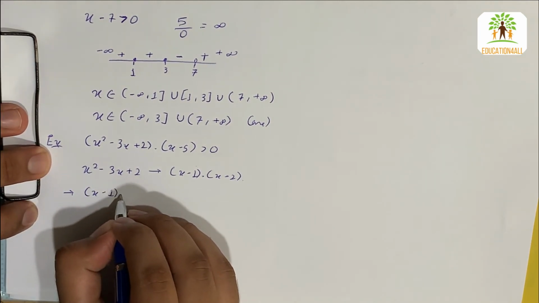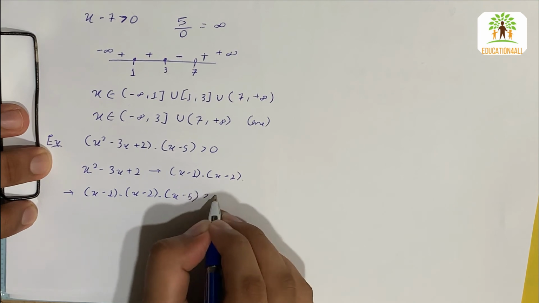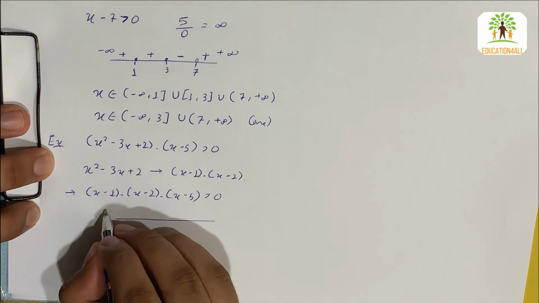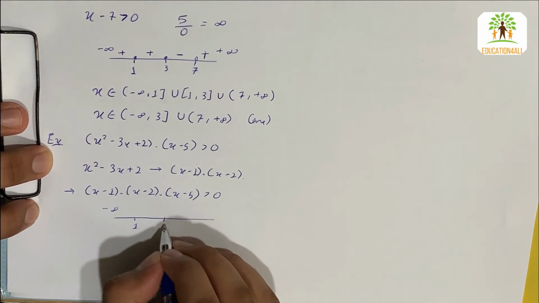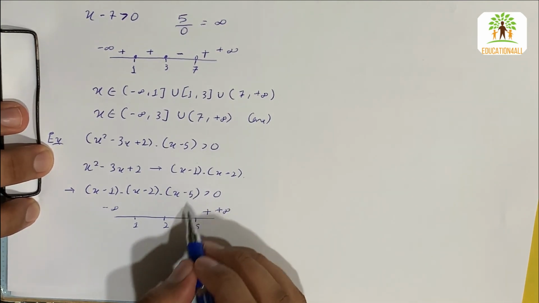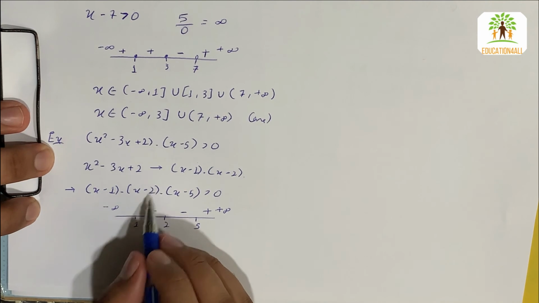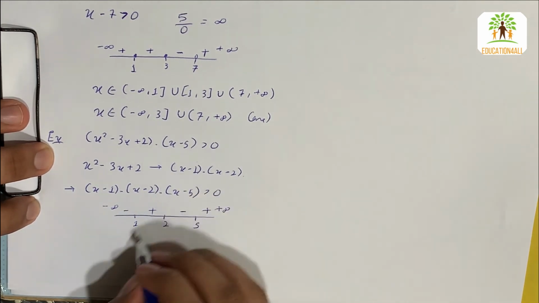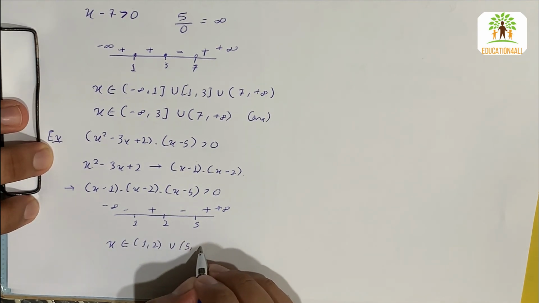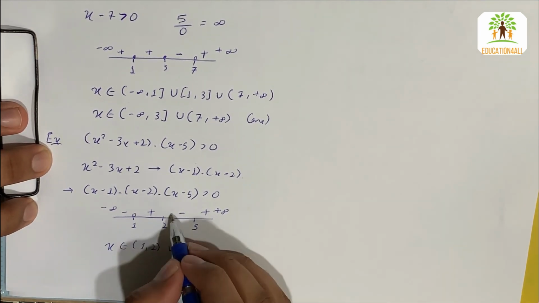x minus 1 times x minus 2 times x minus 5 greater than 0. And now we can solve the question normally by pointing these critical points on the number line. Negative infinity, 1, 2, 5, positive infinity. First start off with the positive sign, odd power, so sign change. Once again odd power, so sign change, and odd power, so sign change. As with the greater than sign, the final answer will be x belongs to 1, 2 union 5, infinity. There is no close bracket here because these both are open points.